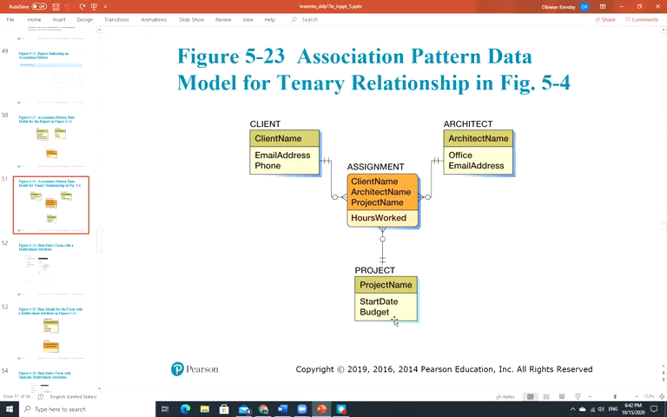1, 2, 3, 4. Four entities. All three of them, look at the line. All of them are ID dependent, or so-called identifying relationships. Right. So client, architect, assignment, project, and obviously we are not dealing with an architect. We're dealing with a software project. So architect is for an engineering project. So we probably need to change the architect to something else.